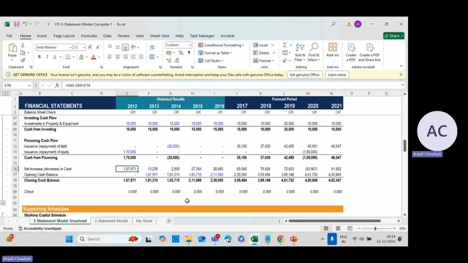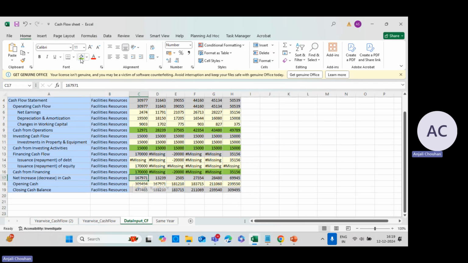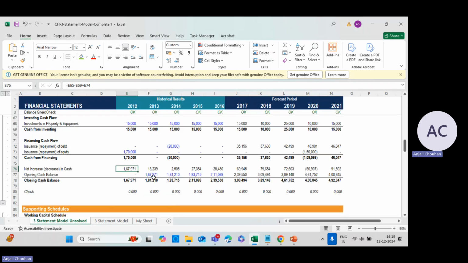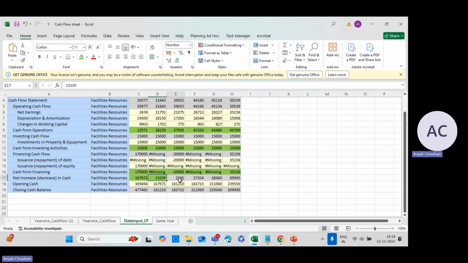So in the first year, it should be 1,67,971. Yes, correct. Let's mark it with a green color. Second one is it should be 13,239. That is also correct. Third one is it should be 2,505. Definitely, it is also correct.